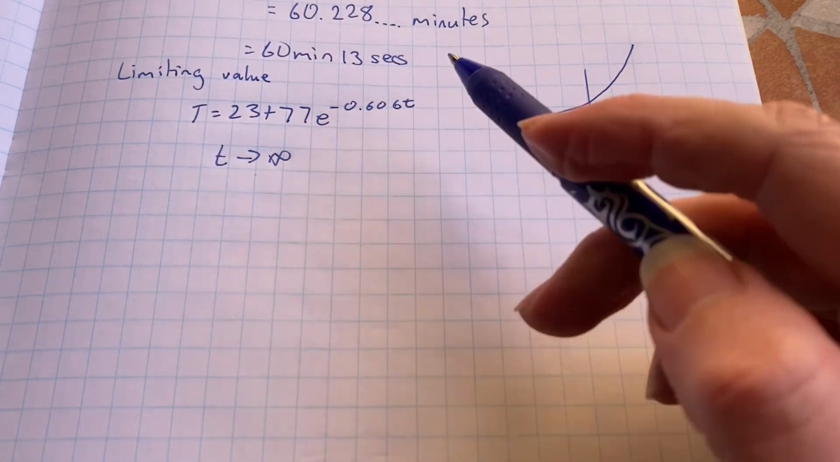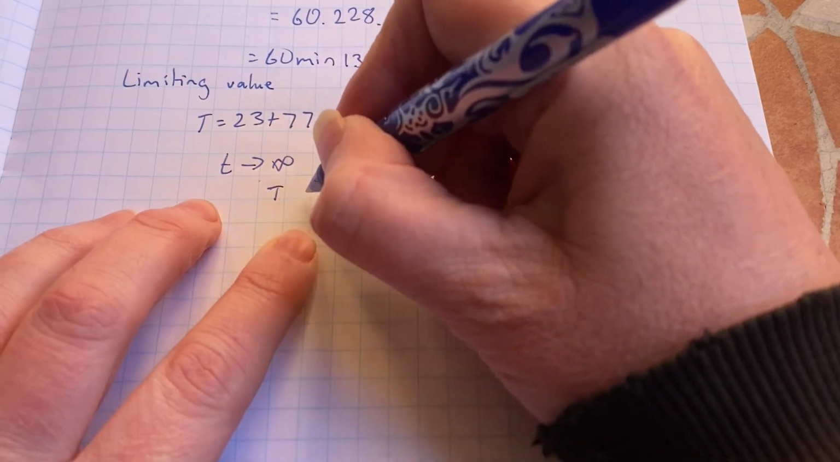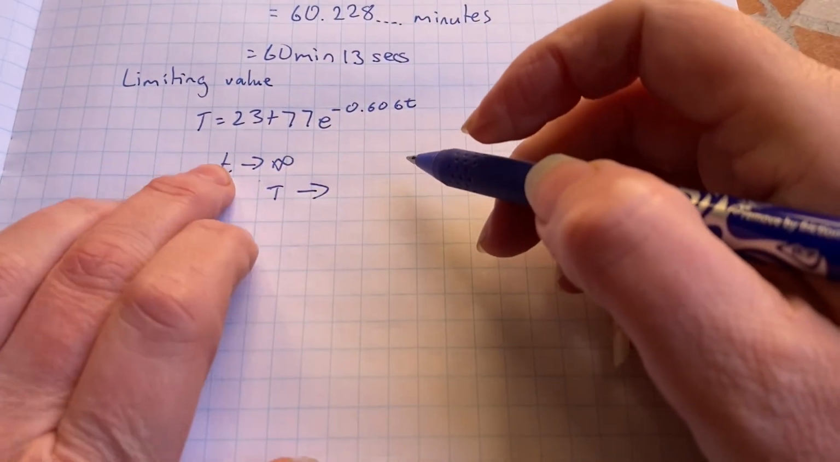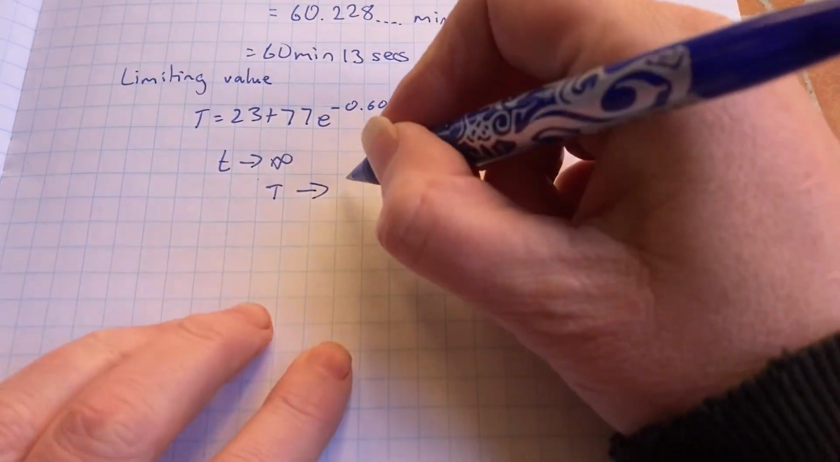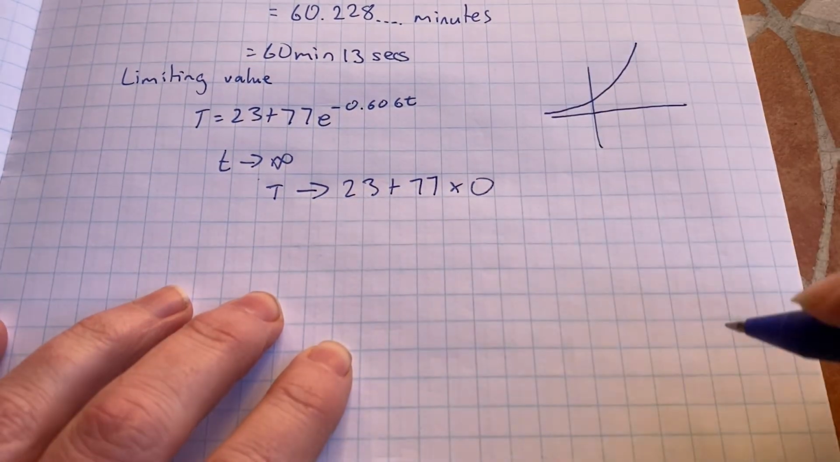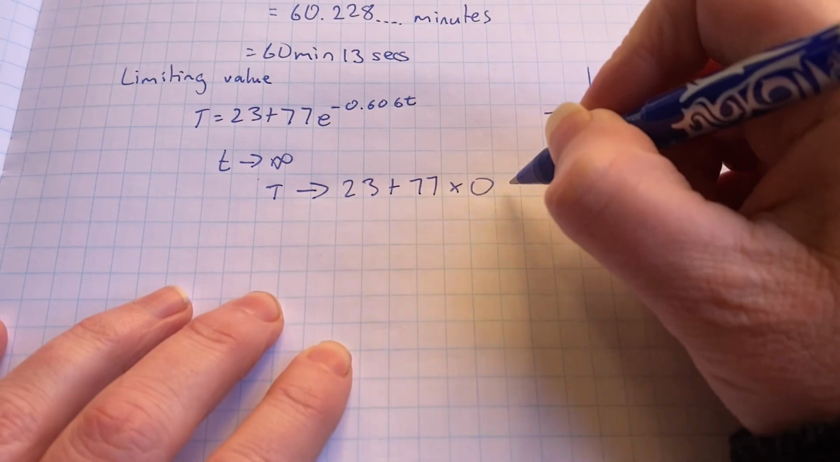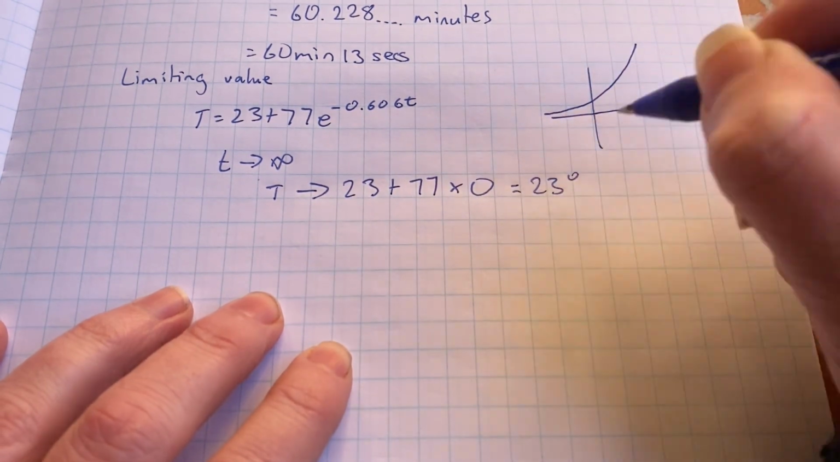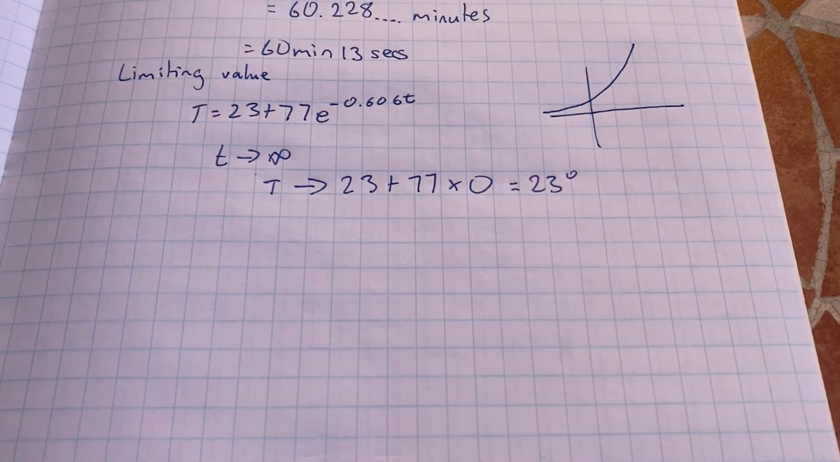So this is like 77 times 0. So as little t goes to infinity, capital T goes towards 23 plus 77 times 0. And that, of course, just equals 23. So we call that 23, that's the limiting value for that equation.